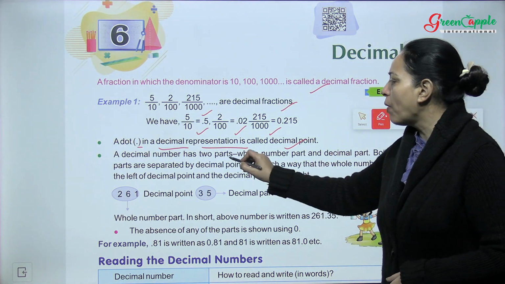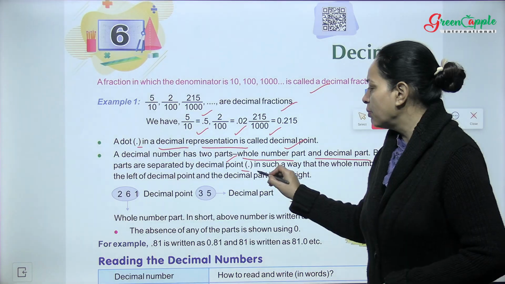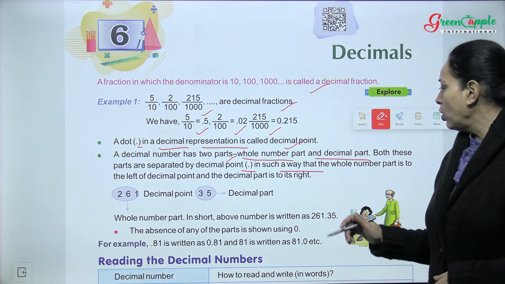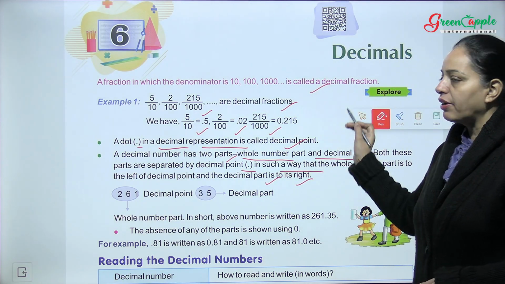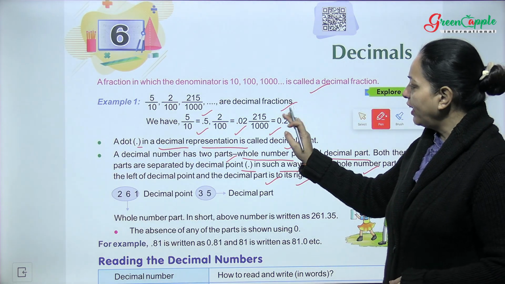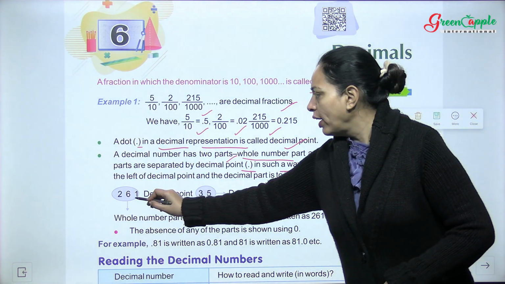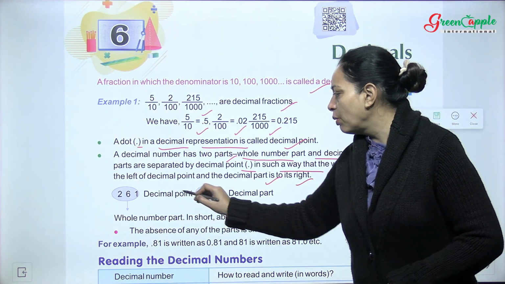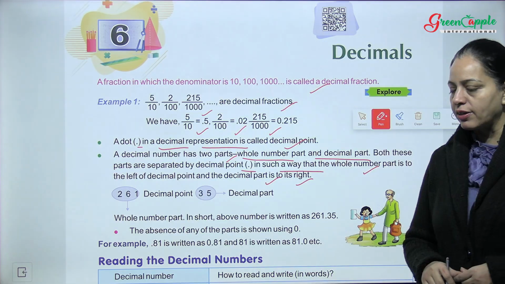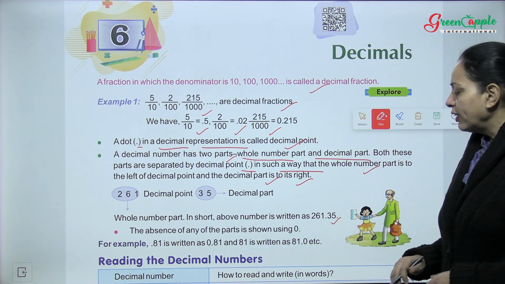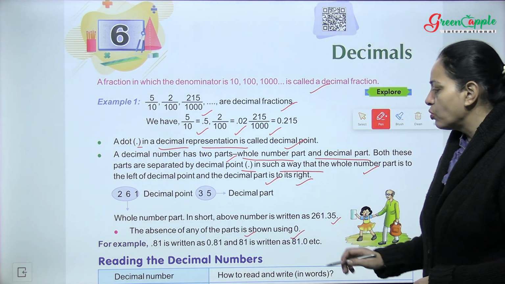A decimal number has two parts, the whole number and the decimal part. Both these parts are separated by a decimal point in such a way that the whole number part is to the left of the decimal point and the decimal part is to the right side. Like here you can see 261, and here the decimal point, and 35. So this is the decimal part and this is the whole number part. So in short, we can write 261.35. Now the absence of any of the parts is shown using 0.